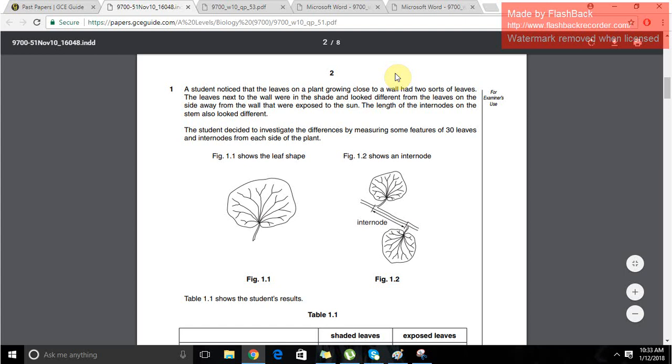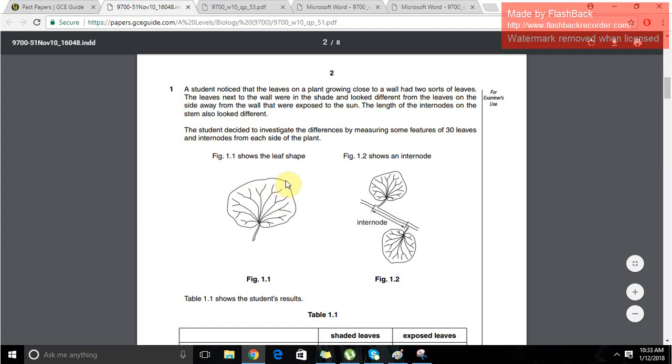And how were the differences investigated? By measurement of certain features and the distance between the internodes. So the internodal distance wasn't the only thing considered for the 30 leaves of each side, but certain other features were also measured and therefore considered when making comparisons.